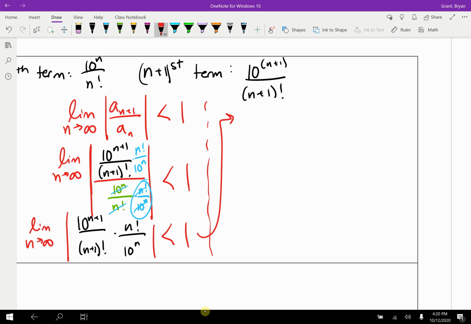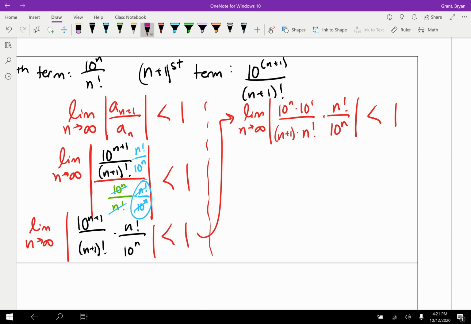So what we're going to do is look at the limit as n approaches infinity. And then we have 10 to the n plus 1. We'll split that: 10 to the n times 10 to the first, divided by n plus 1 factorial. Well, don't forget that n plus 1 factorial is n plus 1 times n times n minus 1 times n minus 2. Wait, isn't this whole thing right here just n factorial? n times 1 smaller times 1 smaller, it is. So n plus 1 factorial can be split as n plus 1 times n factorial. We've seen that before. Times n factorial over 10 to the n, and all of that still has to be less than 1.